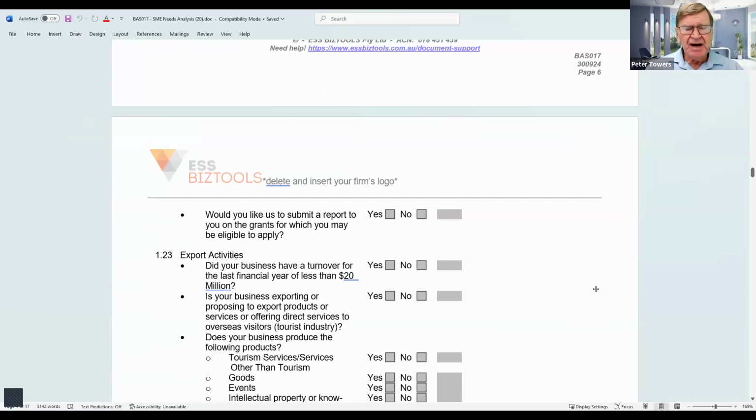Are they exporting? If so, are they aware of the Export Market Development Grant, which incidentally is currently open for applications? If you've got clients who are exporting or supplying services in Australia to overseas residents, and they're marketing those services, therefore incurring expenditure, they are the group that have been targeted, as long as their turnover is under $20 million per annum, by Austrade for the Export Market Development Grant.